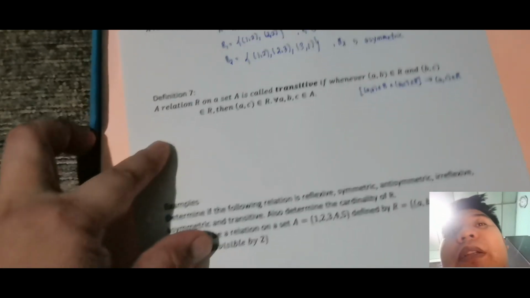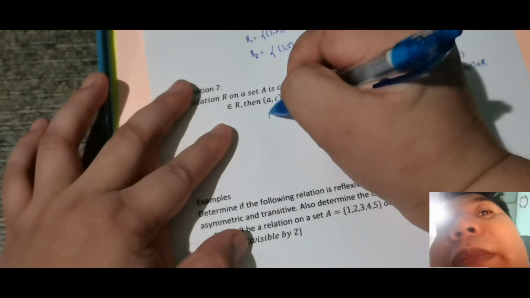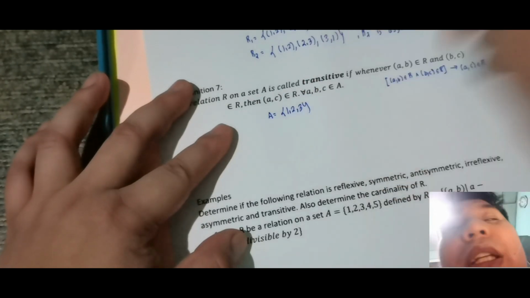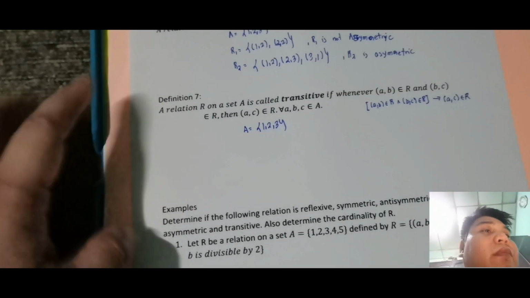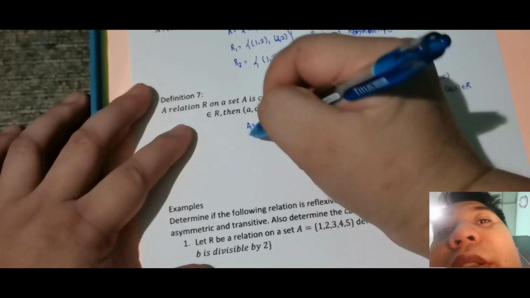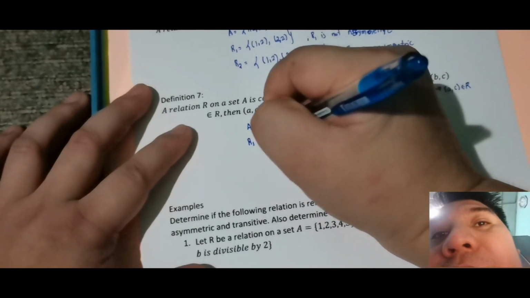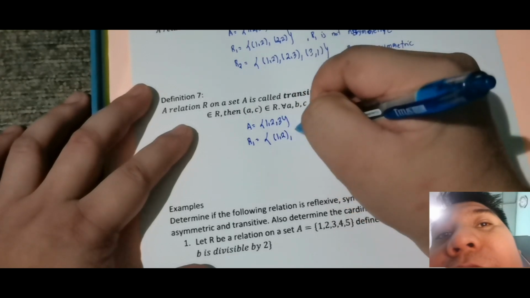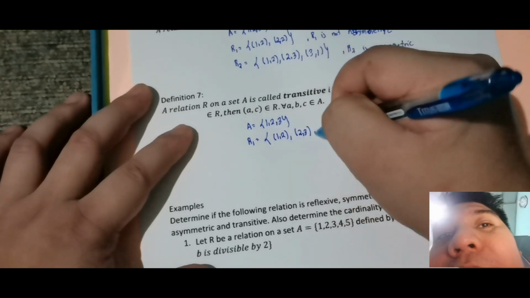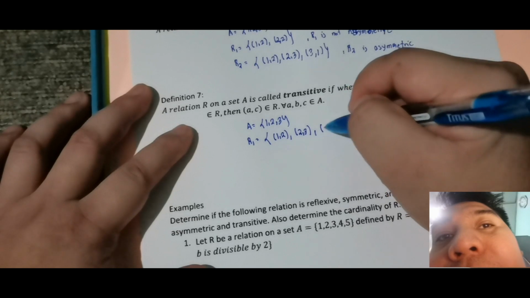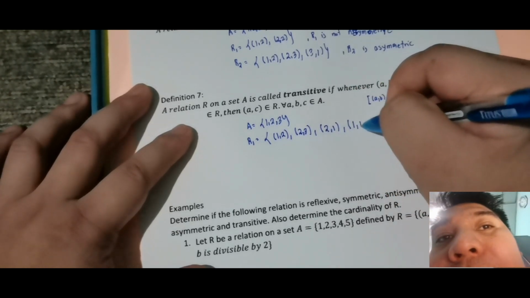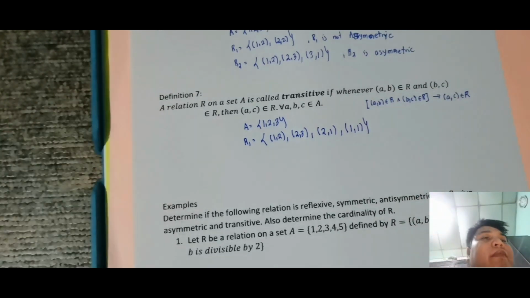Okay, so let's have example. Let's have A. A is a set containing 1, 2, 3. So, let's have R1. R1 is the set containing 1, 2, 2, 3, 2, 1, then 1, 1. Okay, so that is R1.